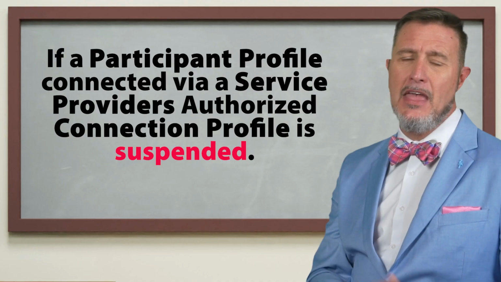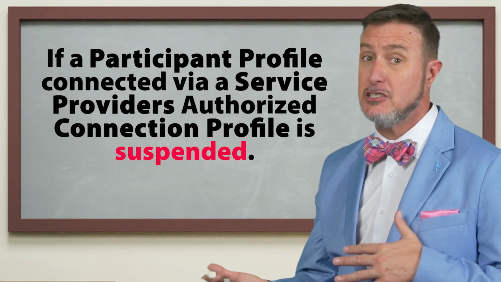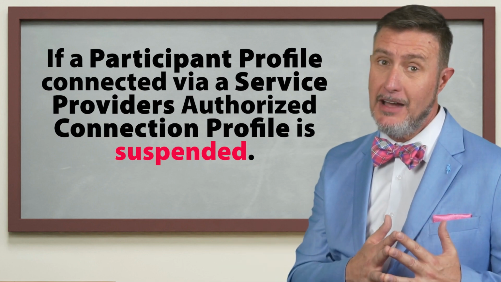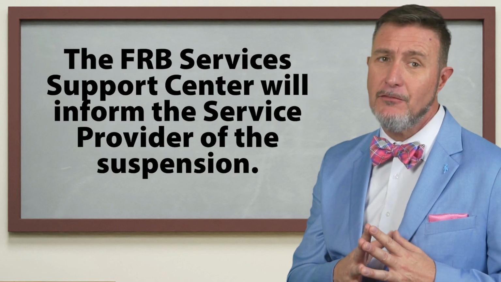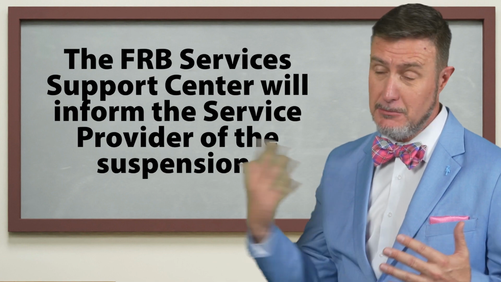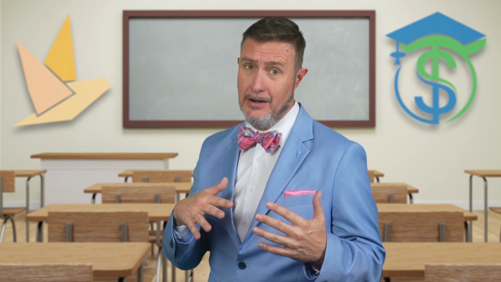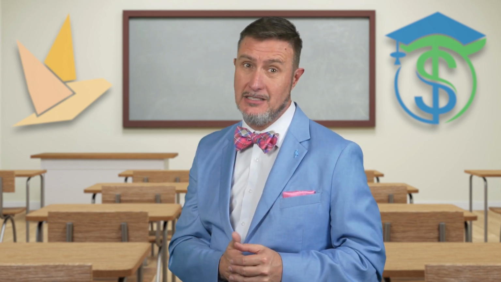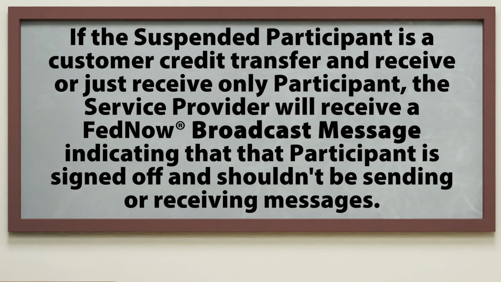Yeah, what happens? If a participant profile connected via a service provider's authorized connection profile is suspended, the FRB Services Support Center will inform the service provider of the suspension. So if a participant gets suspended, they're going to tell the service provider. And the service provider can also see the suspension status themselves when they're in the FedNow interface. And if the participant is a customer credit transfer and receive, or just a receive-only participant, the service provider will receive a FedNow broadcast message indicating that that participant is signed off and shouldn't be sending or receiving messages.